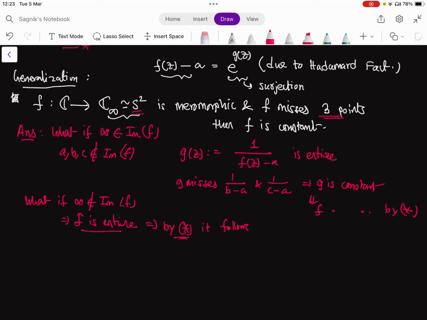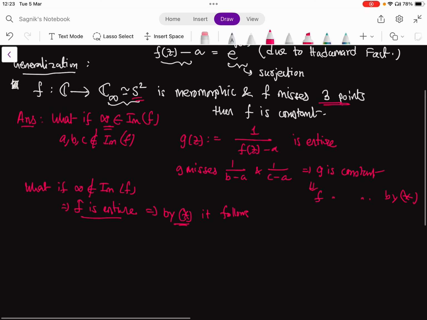So everything essentially boils down to the Little Picard theorem, apart from the fact that you have to deal with an additional point. And to include that additional point, namely infinity, you need to include the extra condition that f has to miss at least 3 points. So yeah, that's a nice generalization.